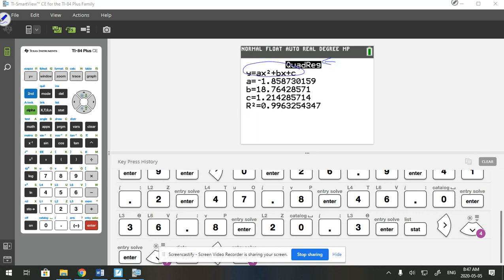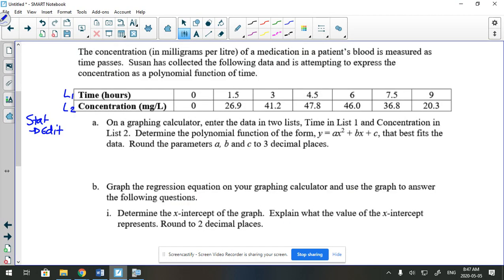Now you can see it gives us our quadratic regression, and it tells you what your equation will look like and then what each of your values are. So I can see what A will be, what B will be, and what C will be, and I can just put those into that equation and get my quadratic regression. So that's how I got the answer for A. Remember, we did a quadratic regression.